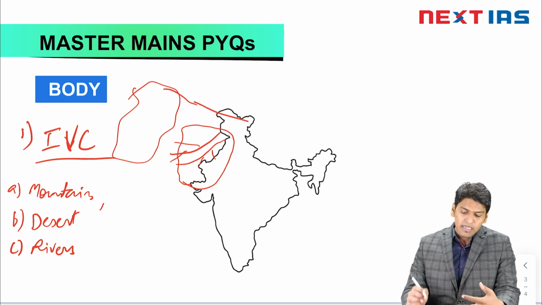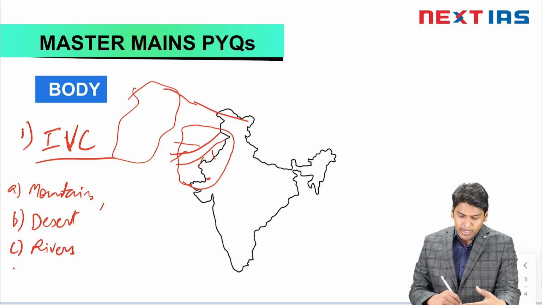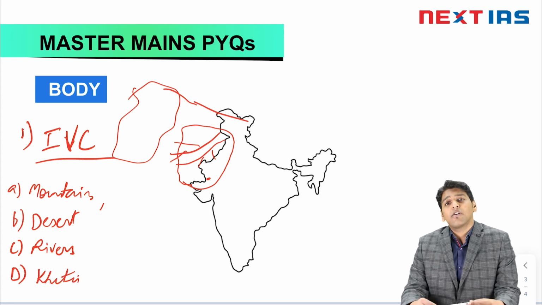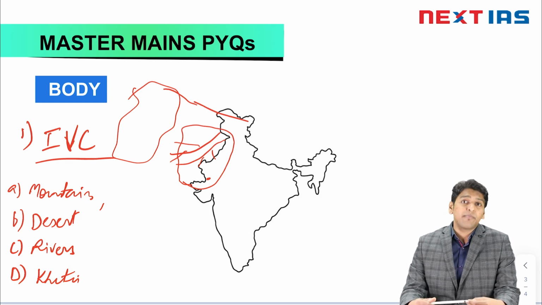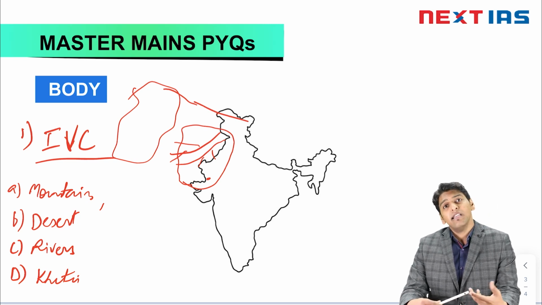Then we see the impact of natural resources like the Khetri mines of Rajasthan. They started giving out copper at that time. That was the Chalcolithic period, so copper was a very important material of that time. It helped the development of the Indus Valley civilization.